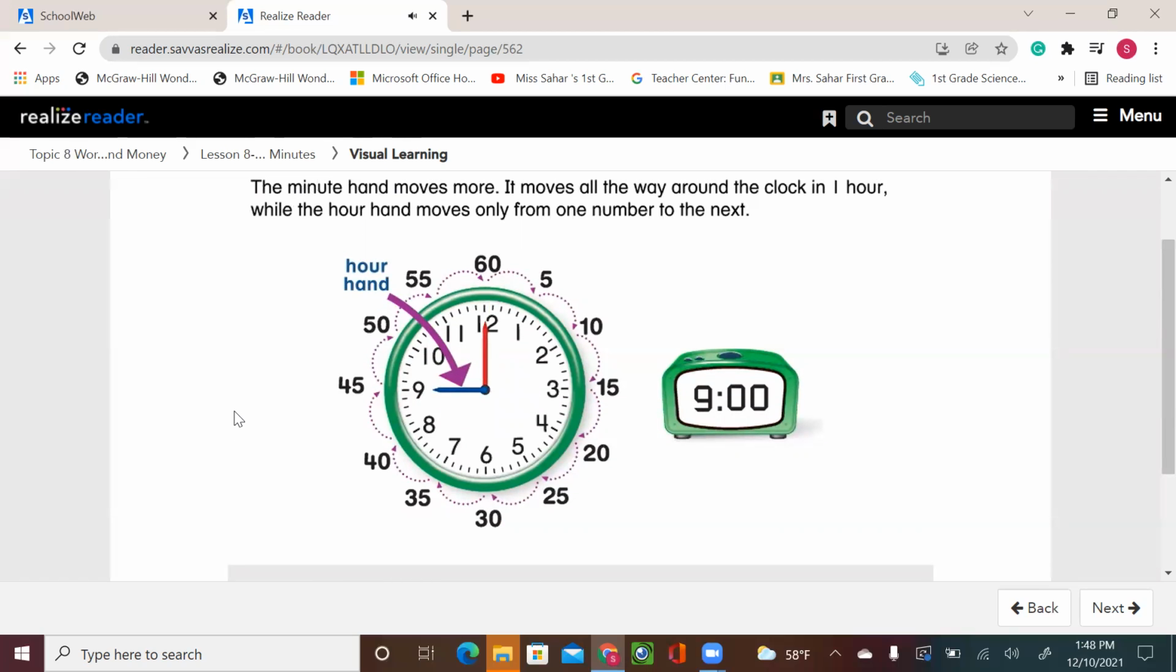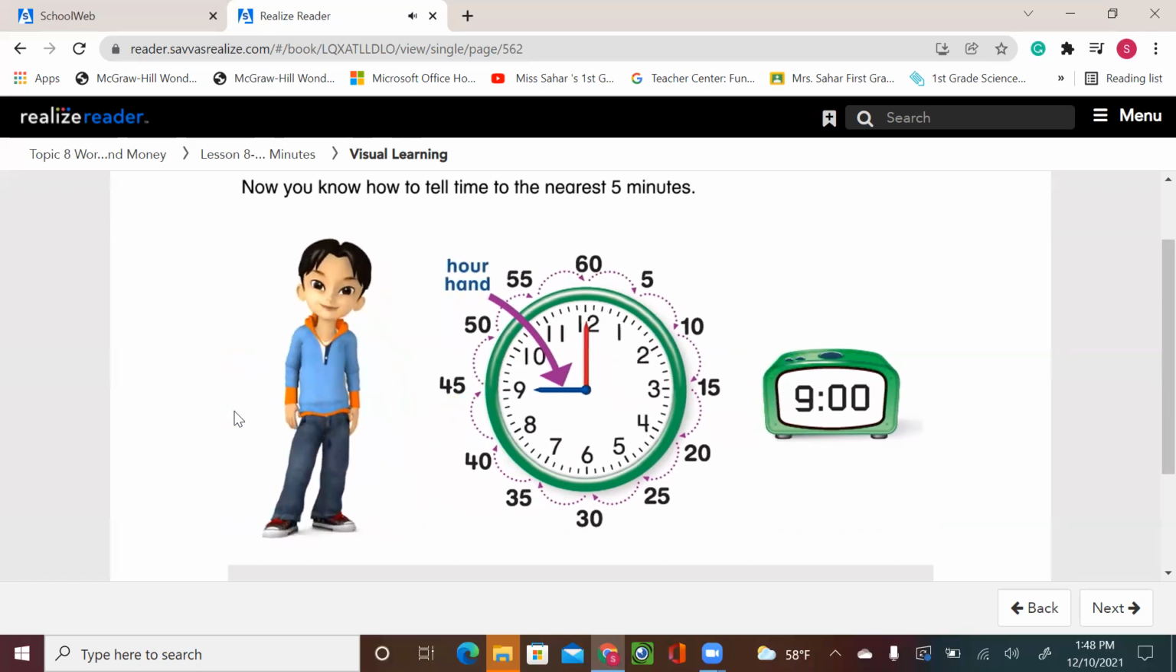The minute hand moves more. It moves all the way around the clock in 1 hour, while the hour hand moves only from one number to the next. Now you know how to tell time to the nearest 5 minutes.